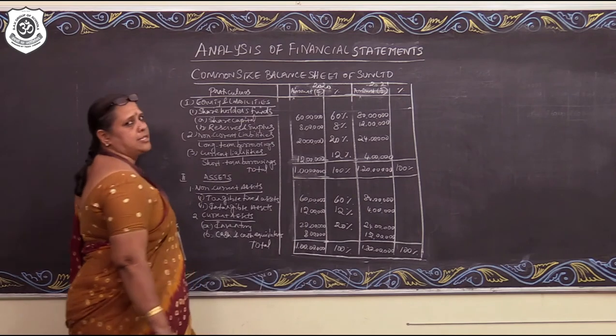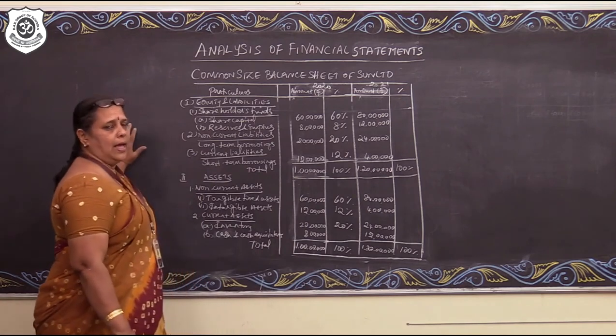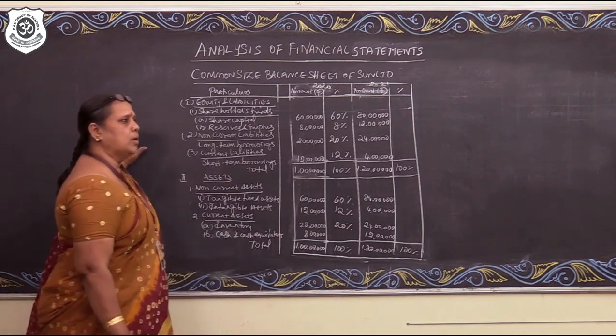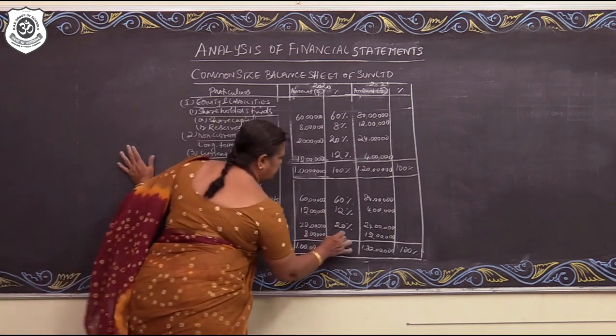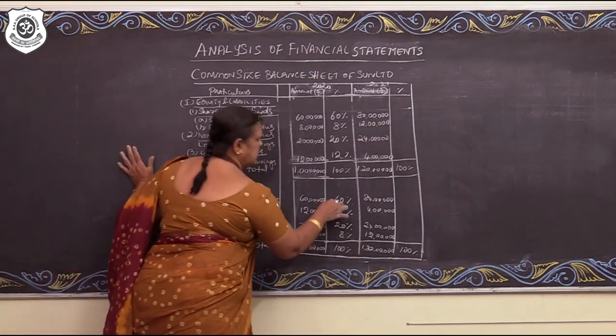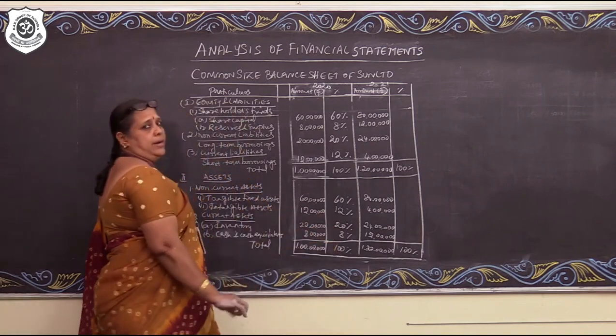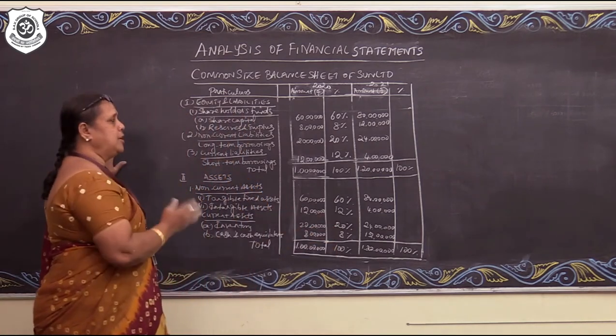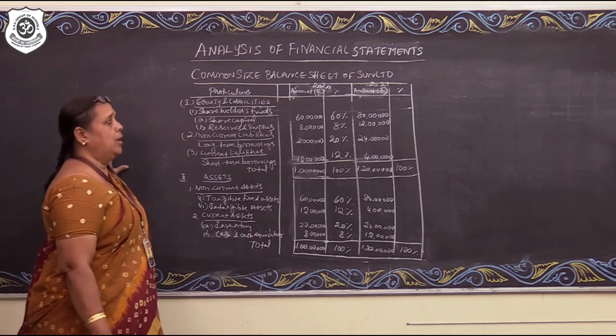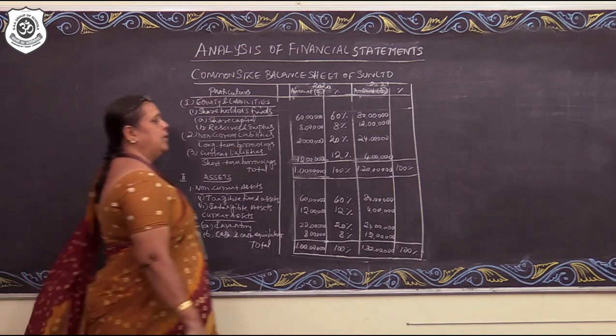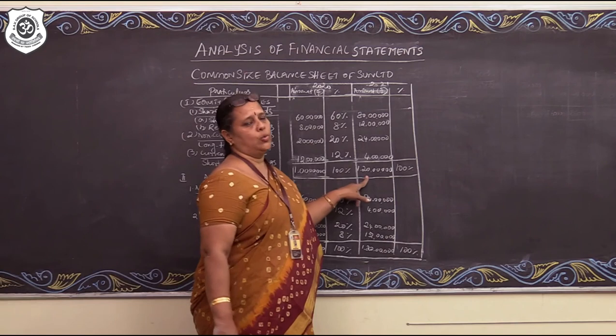Similarly, cash and cash equivalents are 8 lakh to the common base of 1 crore, which gives you 8%. So, 60 plus 12 plus 20 plus 8 gives you 100%. So, we have finished for the year 2020. Now, for the year 2021, the total of the balance sheet is 1 crore 20 lakh.